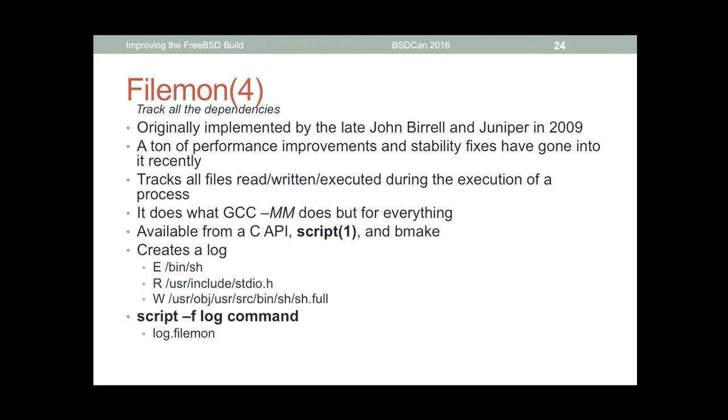You can use a C API, you can use the script command, and bmake also recognizes it. And it creates a log. Here's an example log. It's not completely accurate, but it shows that we executed bin/sh, read stdio.h, and then wrote sh.full. And this information is very useful for bmake. There's an example here for how you can actually run it. Over the past few years, there were a lot of stability problems and performance problems with this module, but a lot of work has gone into it over the past year, and I consider it stable, secure, and performant now, and safe to use.